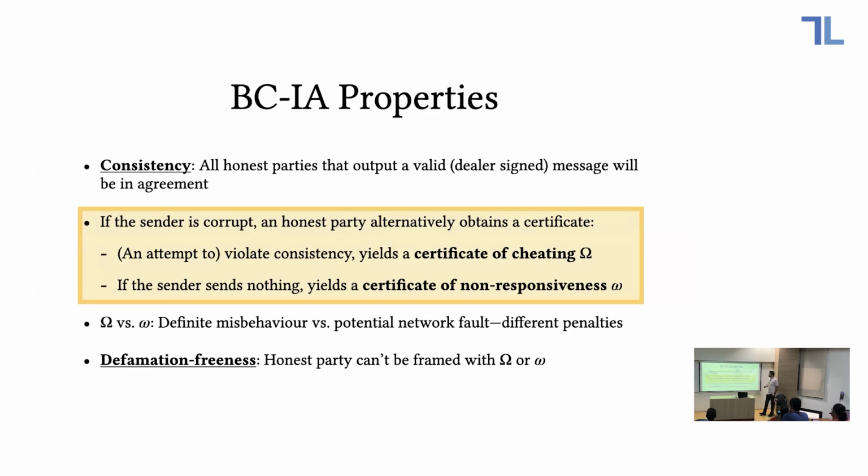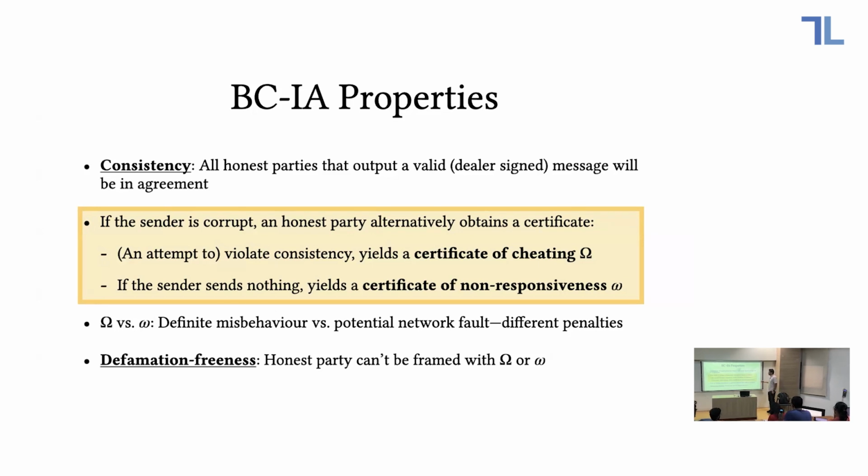And alternatively, if the dealer is corrupt, an honest party could obtain a certificate that is one of 2 things. Either a proof that the dealer tried to cheat, that is a proof that the dealer tried to violate consistency, or if the dealer sent nothing, a proof of non-responsiveness. So like capital omega or little omega.